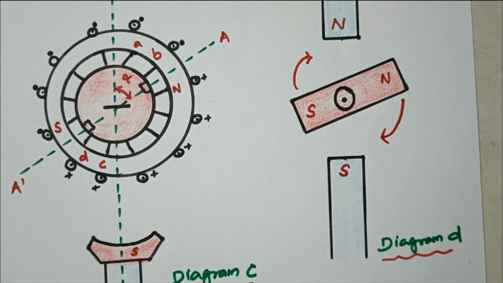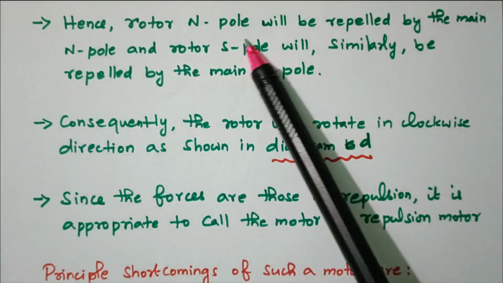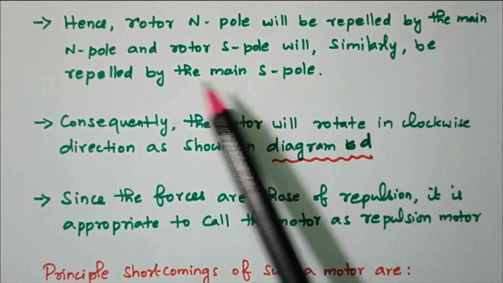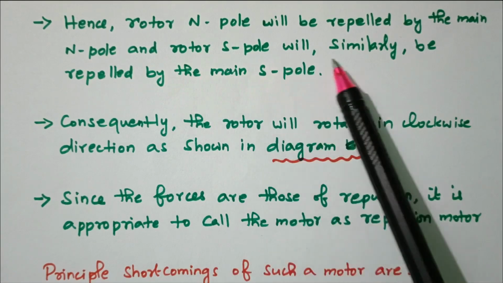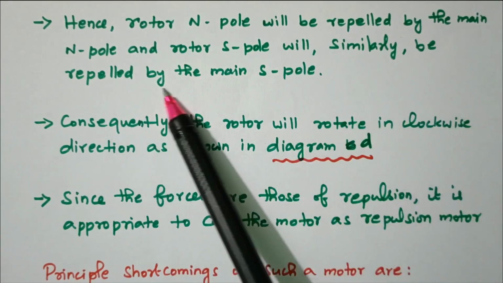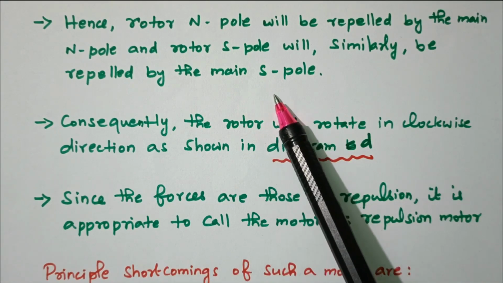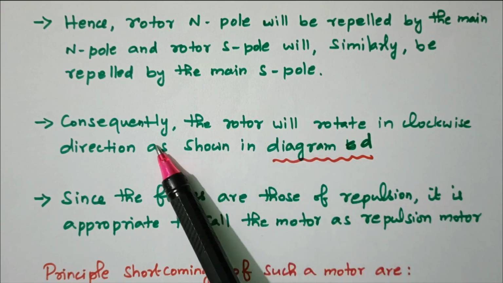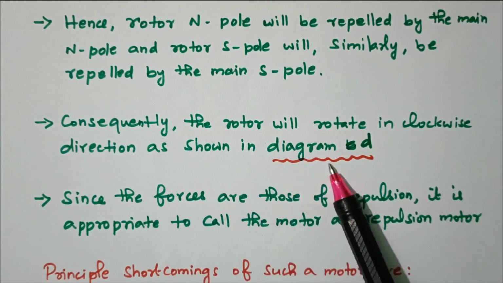Now we'll see the description. Hence the rotor N pole will be repelled by the main N pole, and the rotor S pole will similarly be repelled by the main S pole. Attraction as well as repulsion takes place. Consequently, the rotor will rotate in the clockwise direction as shown in diagram D.